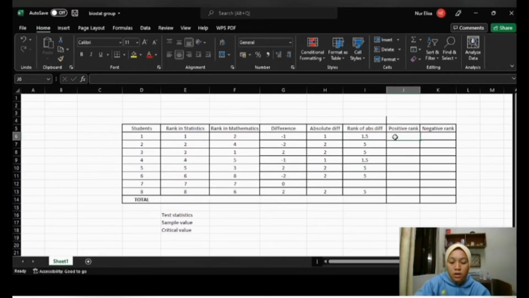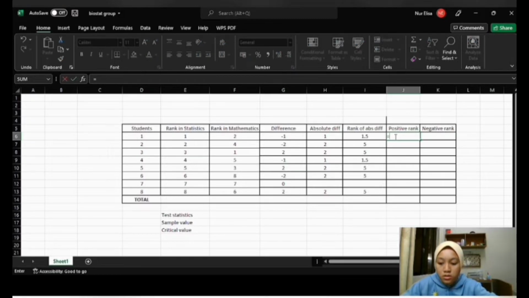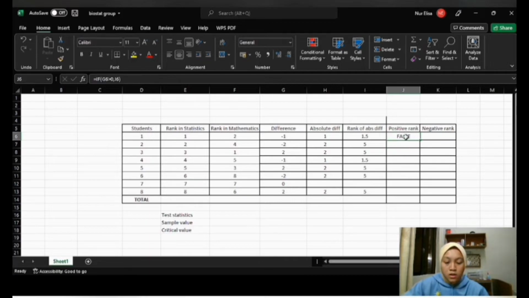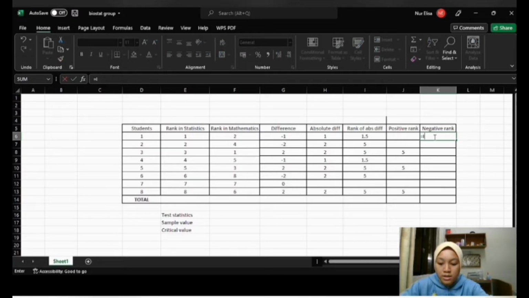For the positive rank, I will use equal IF difference more than 0, then the rank of absolute difference, enter, and I will copy the formula on this and paste. And for the negative rank, we do the same, but we choose less than 0 because the value is negative.